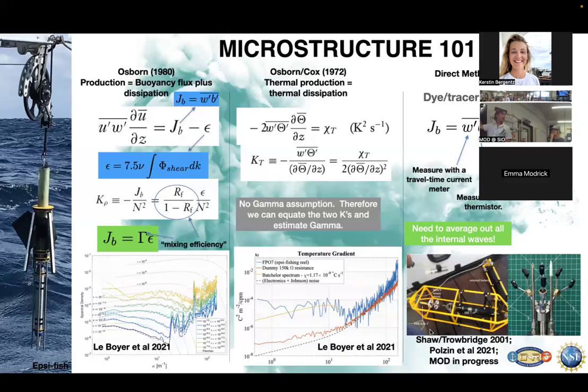But I'll show you in a minute. We're also developing this little velocity sensor that we call the TTV, or travel time velocity sensor. That'll give us w prime, and then we have these thermistors to give us b prime. So we're hoping in our group to start making those measurements really, really soon.